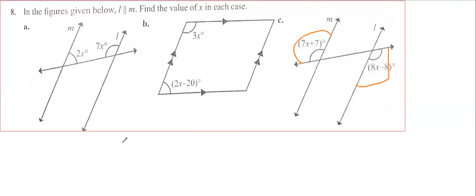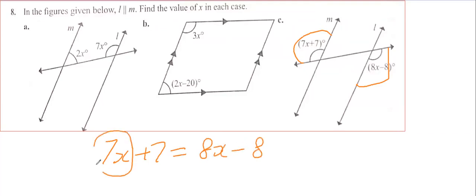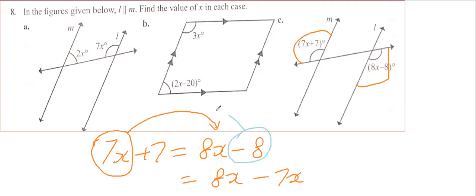So when I'm saying they are equal, what does that mean? That means I can equate 7x plus 7 is equal to 8x minus 8. So this minus 7x, I am going to transpose here, so that will become minus 7x. Similarly, this minus 8, I am going to transpose here, so it will become plus 8, and this 7 will come as it is.